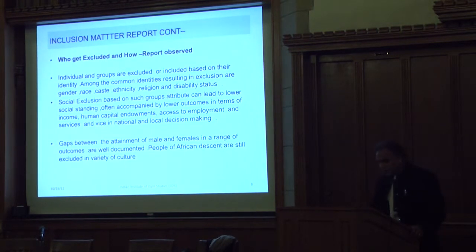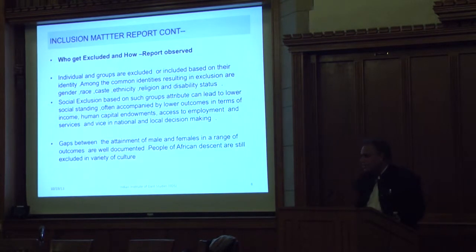Now, the report goes on further to ask who gets excluded and how, and the report observed that individuals and groups are excluded or included based on their identity. Among the common identities resulting in exclusion are gender, race, caste, ethnicity, religion, and disability status. Social exclusion based on such group attributes can lead to lower social standing, often accompanied by lower outcomes in terms of income, human capital, empowerment, access to employment and services, and voice in national and local decision making. Gaps between the attainment of male and female in a range of outcomes are well documented. People of African descent are still excluded in varieties of cultures.